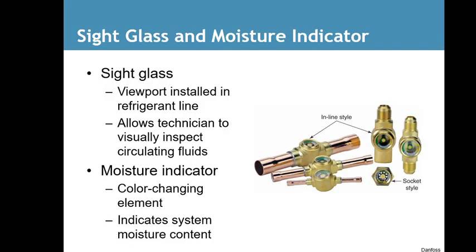Sight glass and moisture indicators. A sight glass is a view port installed in a refrigerant line, so you can actually see the refrigerant going by. Seeing bubbles is usually what you'll see when it's low on refrigerant, or if there is a clog in a dryer. The moisture indicator on some of these sight glasses changes color when there's moisture in the refrigerant.